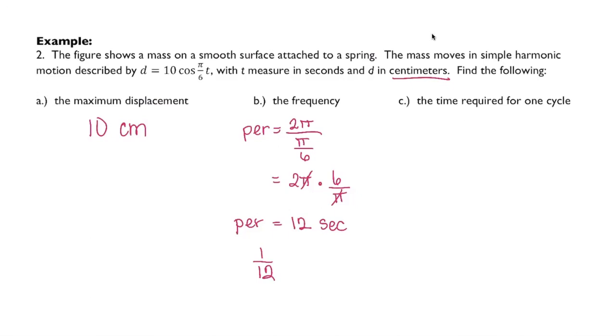And then C says, what's the time required for one cycle? Well, that is the period. So we already figured that out. It's 12 seconds. It takes 12 seconds to do one whole cycle, which means we get through 1/12 of the cycle per second. Okay, and that would be it. So this is not really anything new. It's just an application of these types of functions. And this is just one of many, many examples.